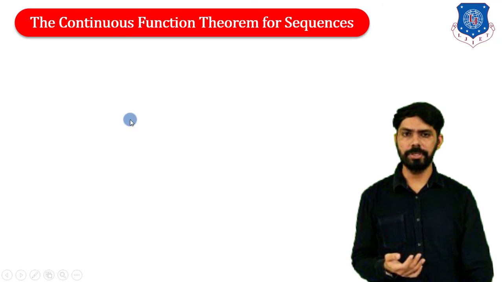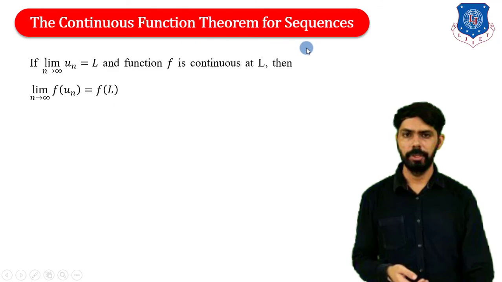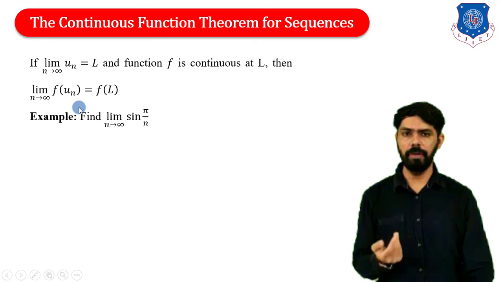Now we will discuss the continuous function theorem for sequences. So if limit n tends to infinity un is equal to capital L and the function f is continuous at capital L, then limit n tends to infinity f of un is equal to f of capital L. So this is called the continuous function theorem for sequences. Now we will apply this theorem to an example.